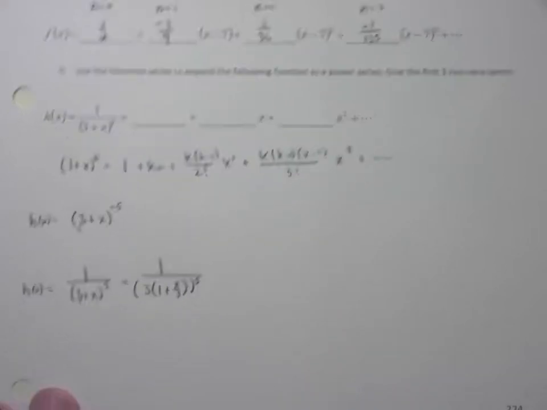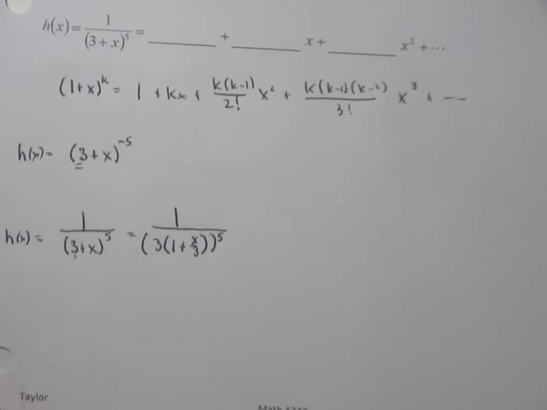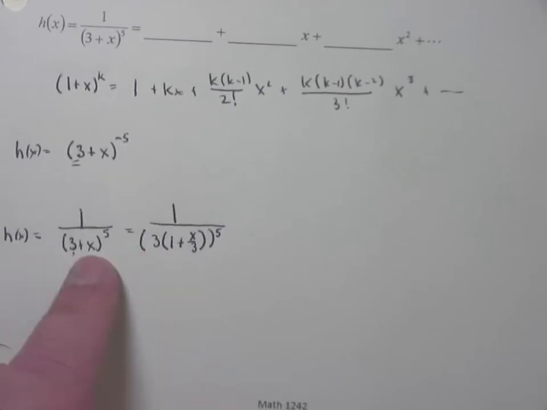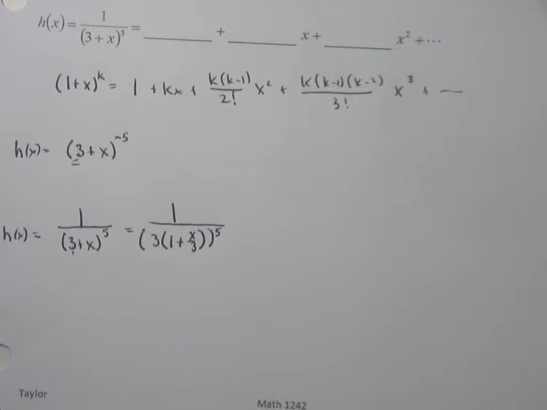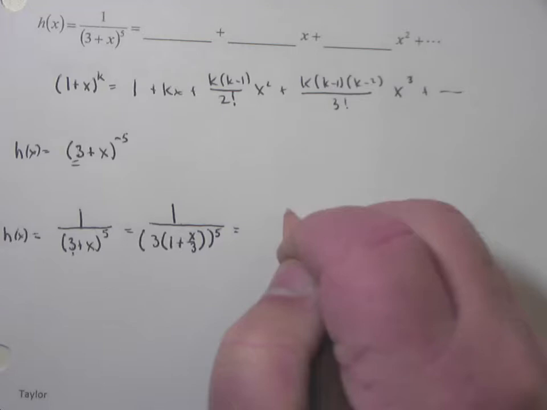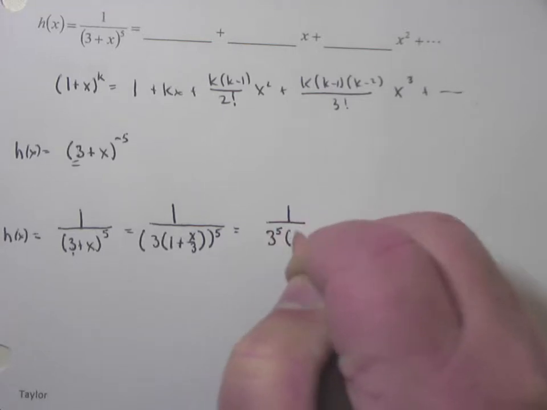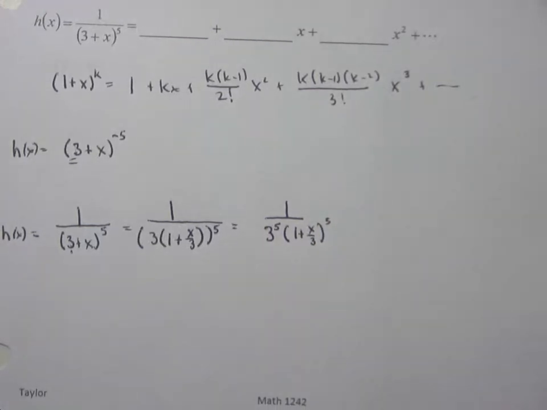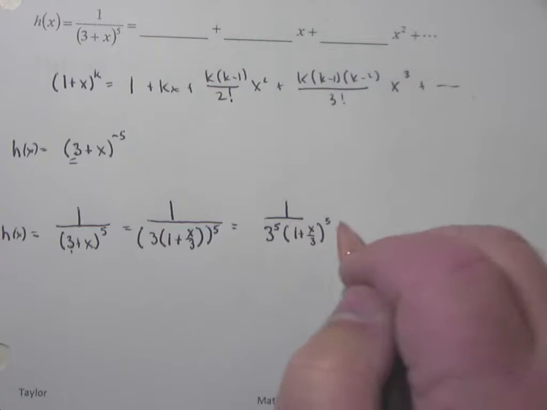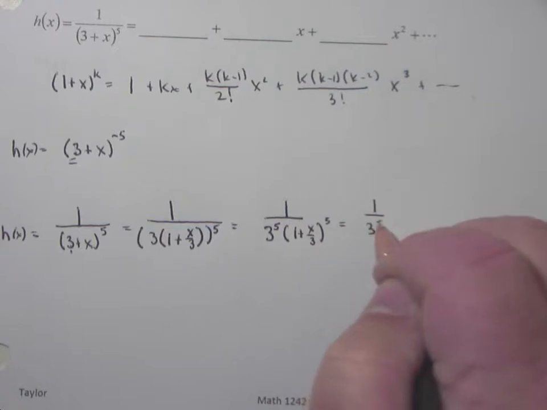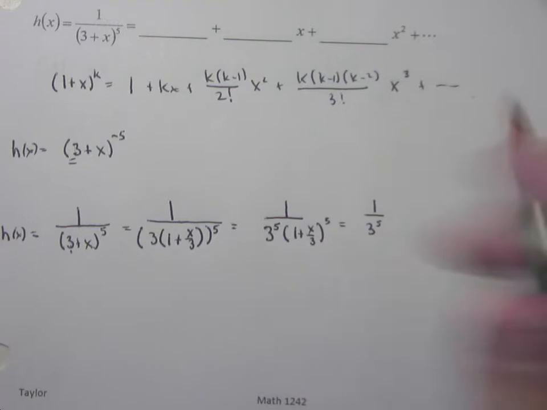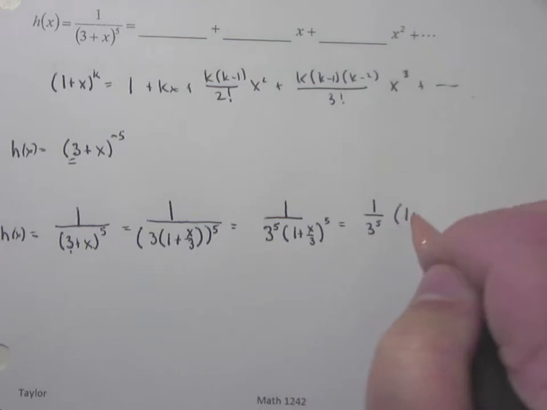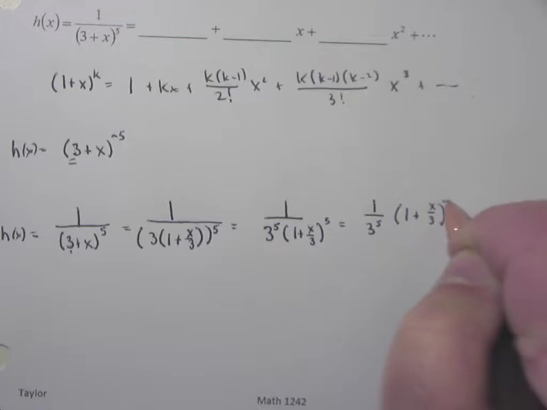Here's the trick right here: I've actually factored out the 3 of the stuff inside the parentheses, still to the 5th power. But factoring turns things into multiplication. And with multiplication and division, you get to distribute your power. So this is going to give you 1 over 3 to the 5th times 1 plus x over 3 to the 5th power. And now, I'm going to clean this up. This will be 1 over 3 to the 5th. That's a constant. Leave them alone. And I'm going to bring this guy up to the top, and that's going to give me 1 plus x over 3 to the negative 5.